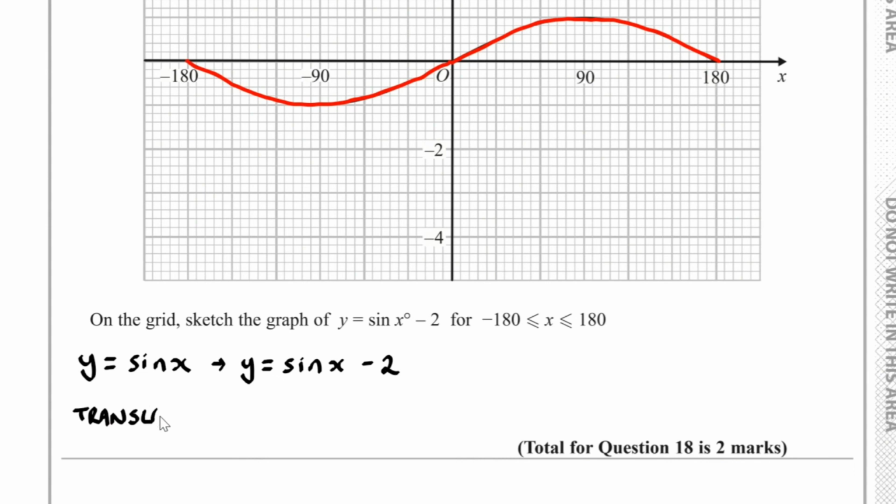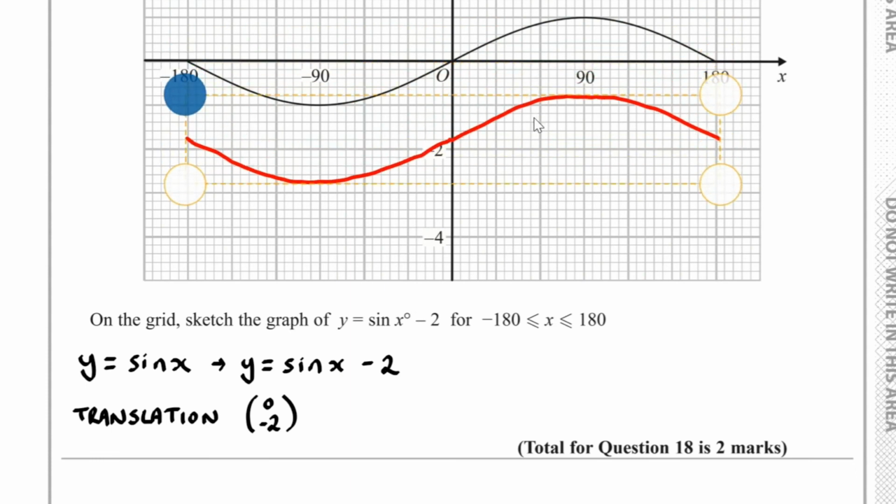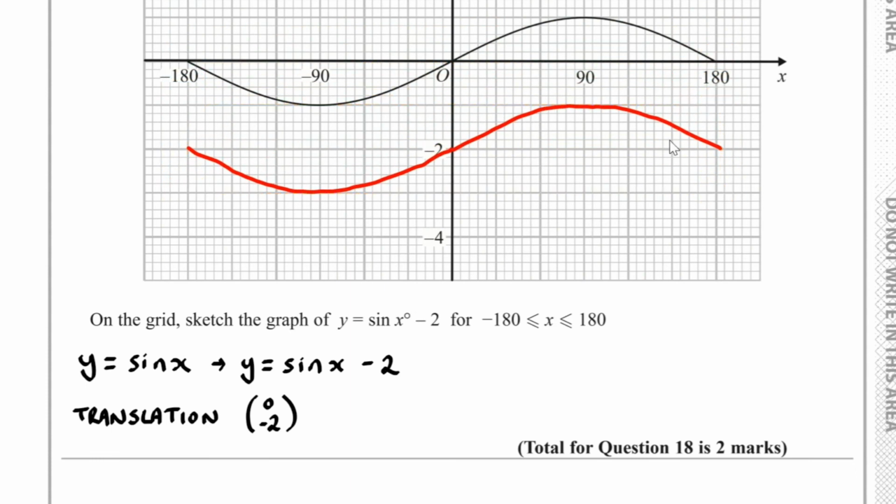so my transformation is a translation by vector (0, minus 2). And so if here is our original graph, we are moving this 2 units down. What we end up with here is y equals sine x minus 2.